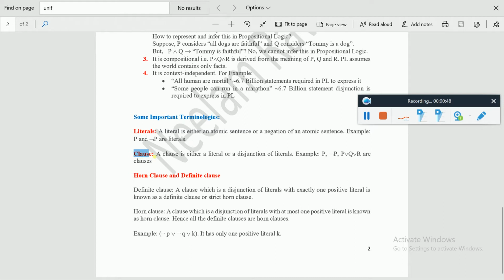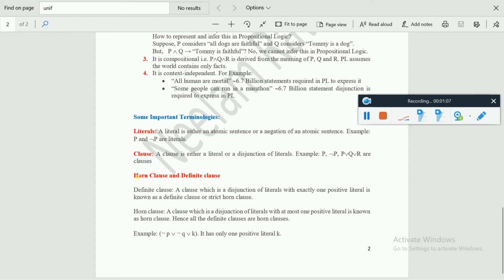The second terminology is clause. A clause can be either a literal or the disjunction of literals, means oring of literals. So P, not P, P or Q, P or Q or R, these are clauses.